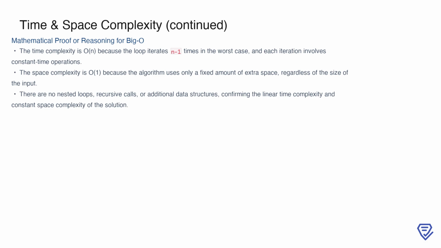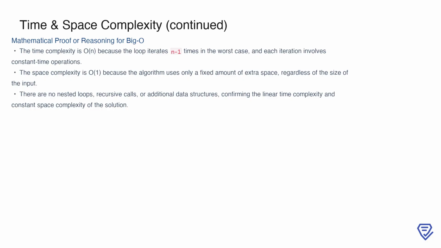Finally, let's provide a mathematical justification for the big O analysis. The time complexity is O(n), because the loop executes n-1 iterations in the worst case, and each iteration involves a constant number of operations, including comparisons and occasional additions. With no nested loops or recursive calls, the runtime grows linearly with the input size.